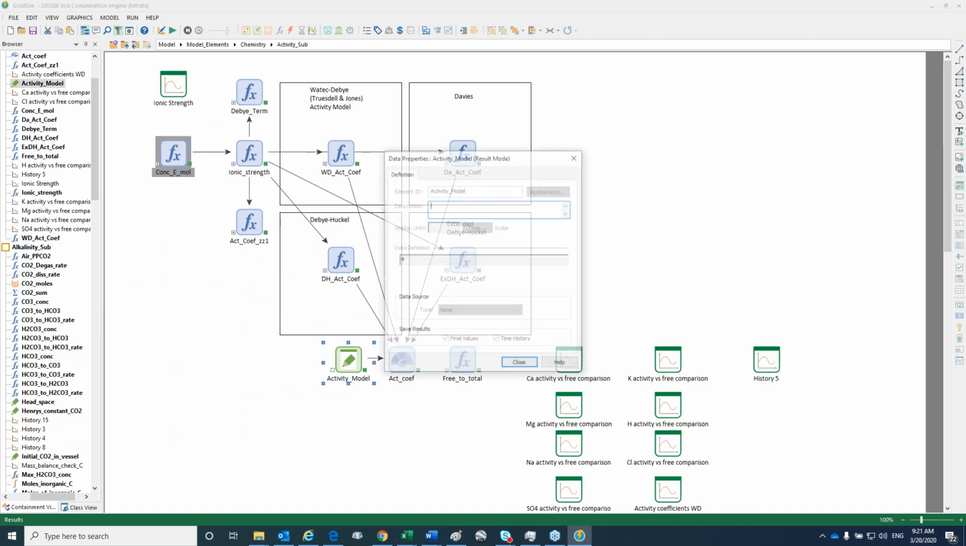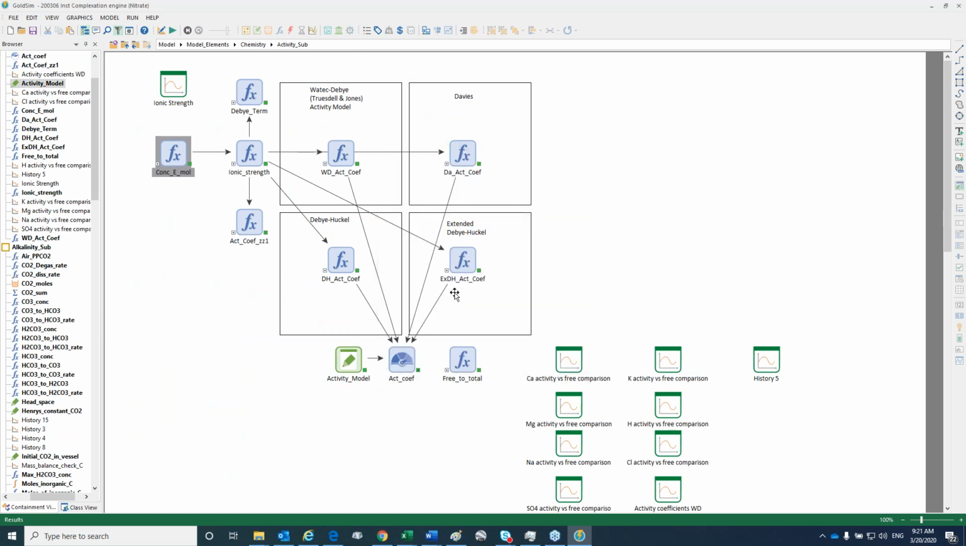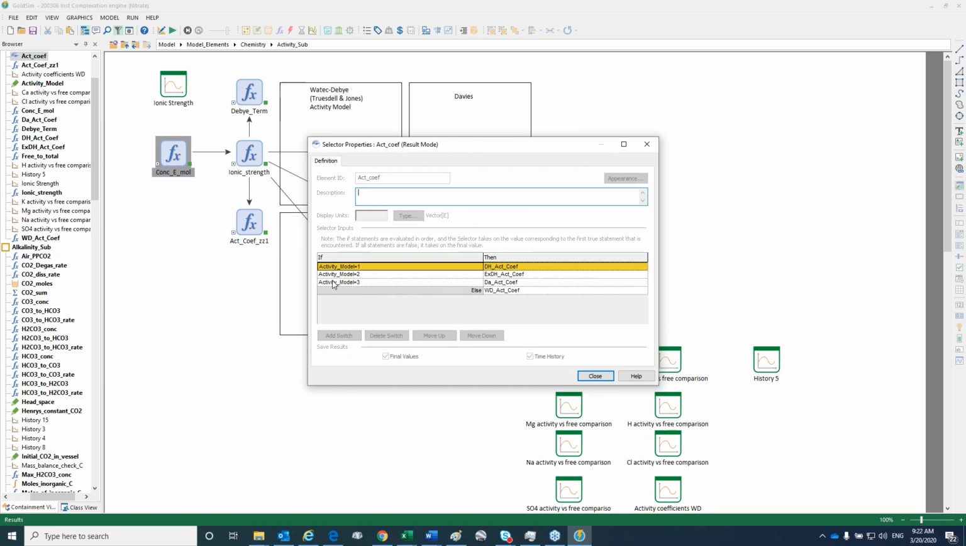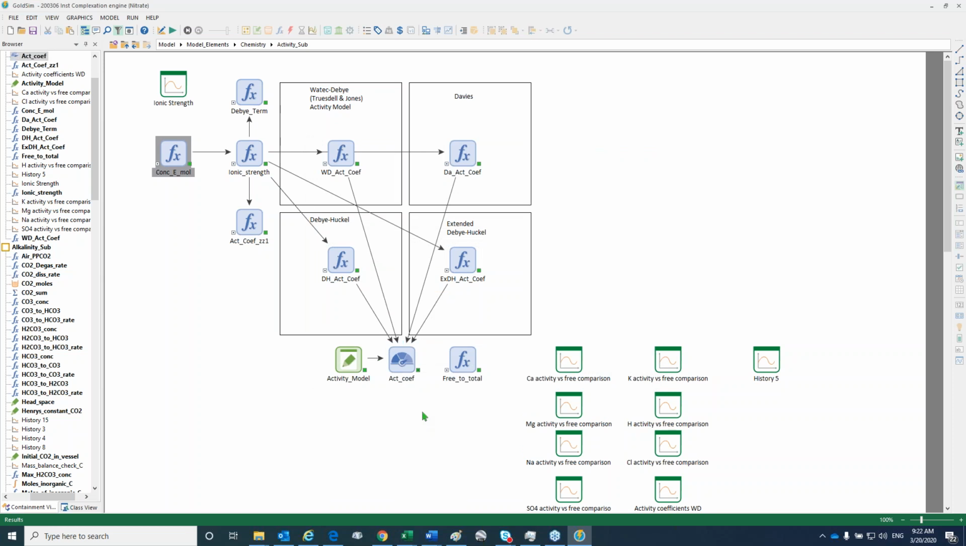In this case, the activity model that we've selected is number 4. Number 4 is the Watek-Debye model, I think. Let's just check that. Activity model 4 is Watek-Debye, that's correct. And basically the Watek-Debye activity coefficient is solved in this case for every one of the free ion parameters.